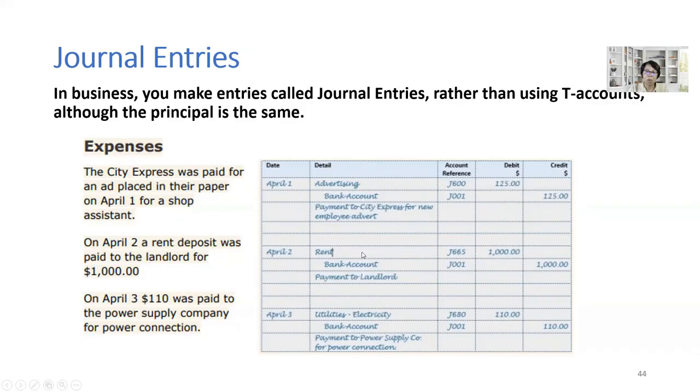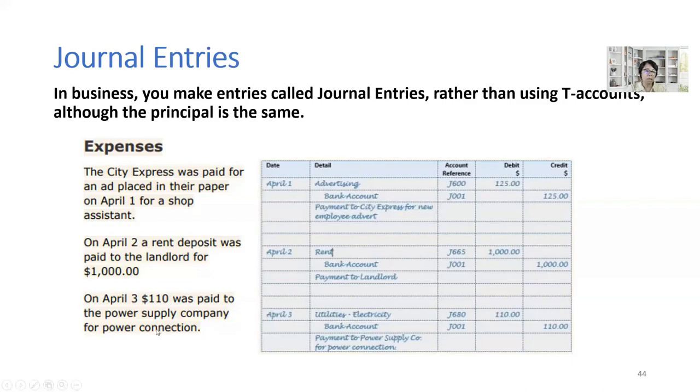And when we pay rent, does our bank account go up or down? It goes down because they take the money out of your bank account. And so it's under the credit column here. So see how it's sort of like a T account, but it's going this way instead of going this way.